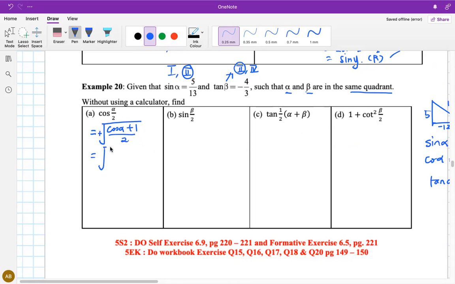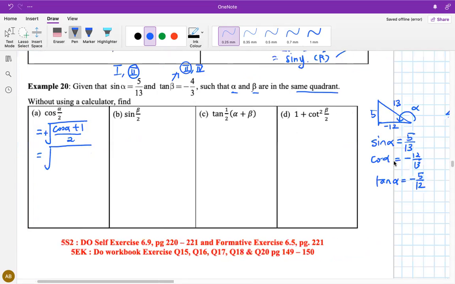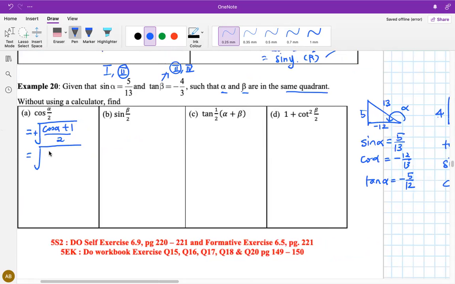All right, so cos alpha is negative 12 over 13, plus 1, divided by 2. So you get the answer: 1 over 13 divided by 2, so it is square root of 1 over 26.